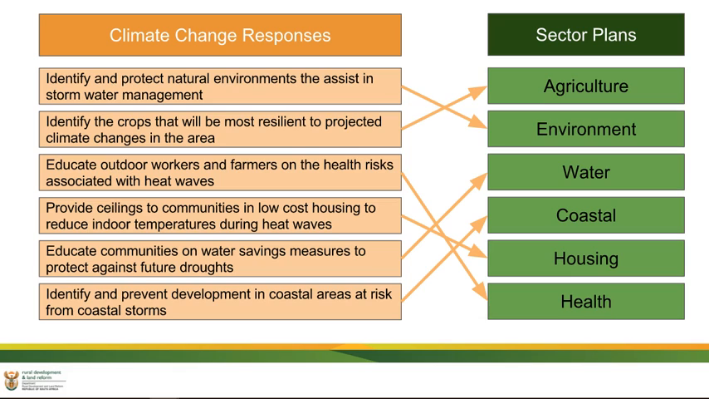Some of the responses in your climate change response strategy may be cross-cutting and not appropriate for inclusion in a specific sector plan, but most of the responses are likely to be related to at least one sector. In some cases, you may find that responses are linked to more than one sector. Once you've reviewed all the responses and identified which sectors, if any, they're related to, you can generate a short list of responses that are relevant to a specific sector plan. You can then ask the person responsible for developing that specific sector plan to incorporate these responses into their sector plan.